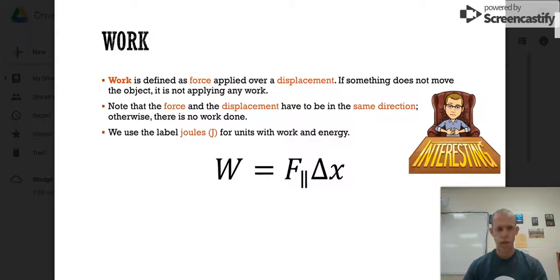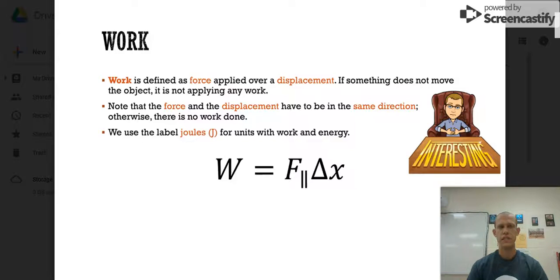So first, work. Work is defined as a force applied over a displacement, sometimes thought of as a distance. So if something does not move the object, it is not applying any work to the object. Note that the force and the displacement, or the distance that the object is moving, have to be in the same direction. That's the only way work is being done.